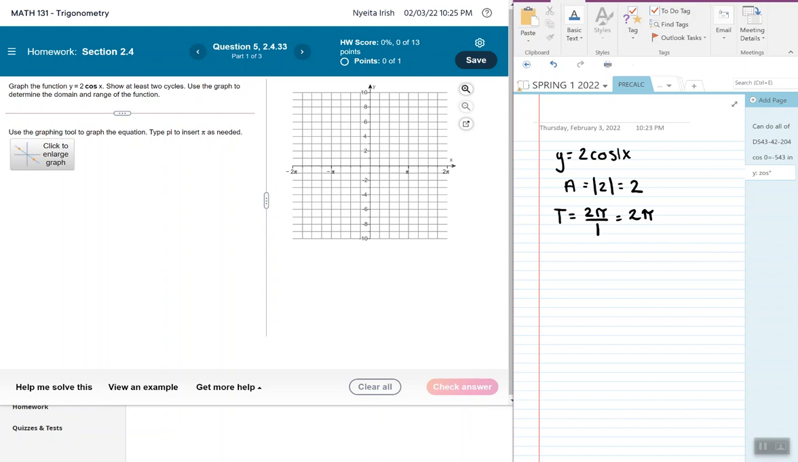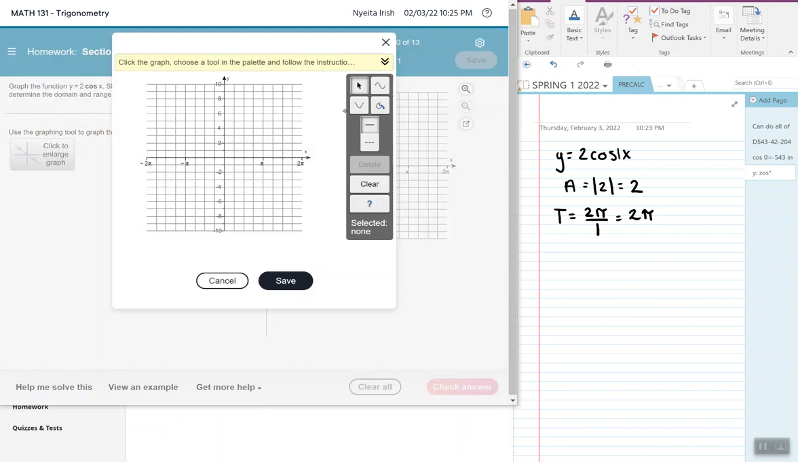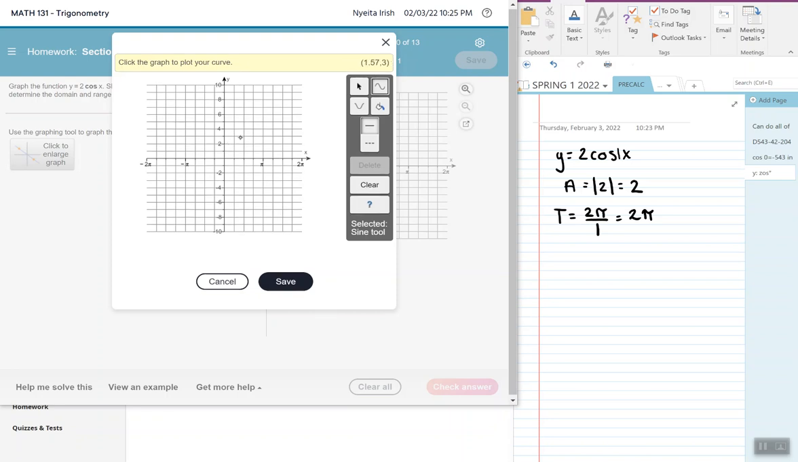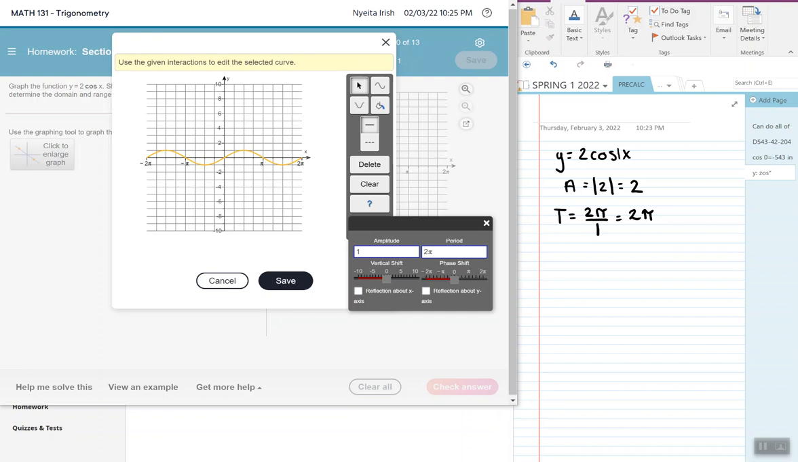So when I come over here to graph, I'm going to click to enlarge it. And then I've got to use this icon up in the upper right here. You just click anywhere on the graph to put it on there. But notice right now it starts on the axis, ends in the middle, ends at 2 pi, and in the middle is the 0. That's the sine function. We want cosine.